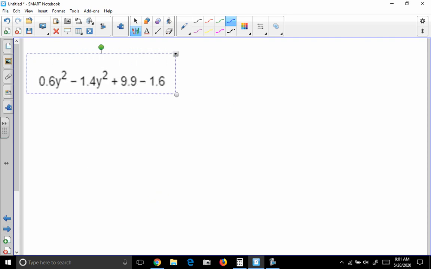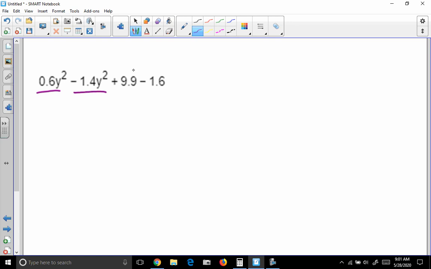Now the next problem wants us to simplify this polynomial. We have 1, 2, 3, 4 terms right now. So to simplify this, we're combining like terms. When we add or subtract, we can only add or subtract things that are like terms, and to be like terms, they have to have the same variable, and that variable has to have the same exponent.